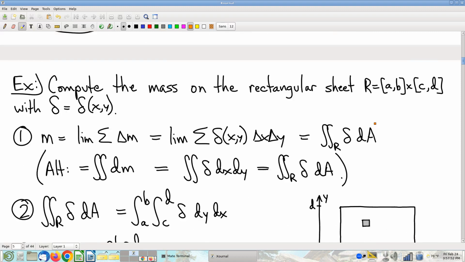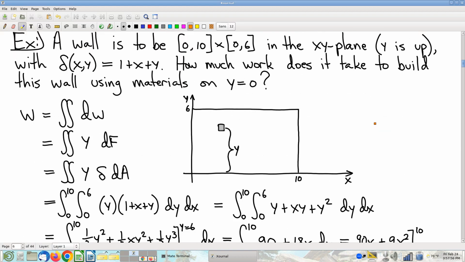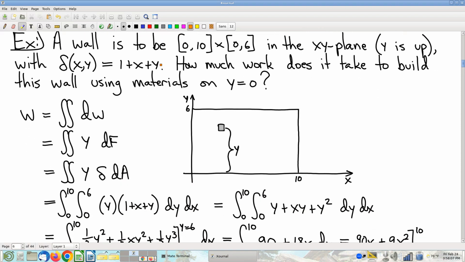Okay. Right. Now here's another example. This is just to get another example under our belts, and to show you also how this integral notation is awfully handy sometimes. So sometimes you have to develop the Riemann sum a little bit more carefully. Sometimes there's more involved. Here I speculate about a wall being built in the XY plane where I think of Y as pointing up. So here's my wall.